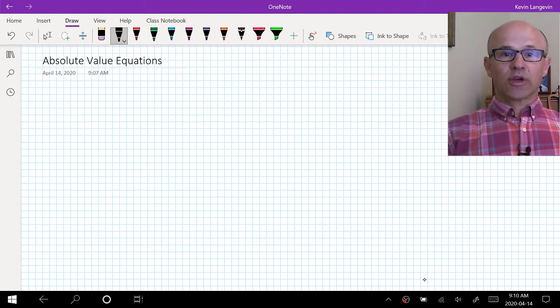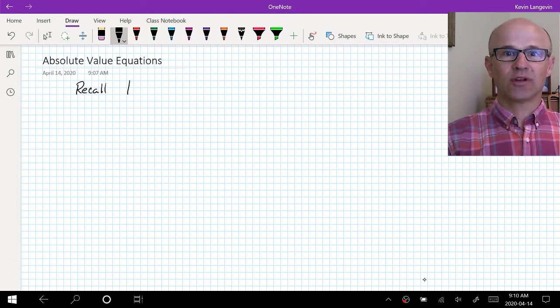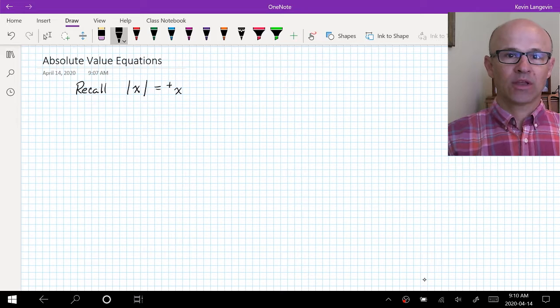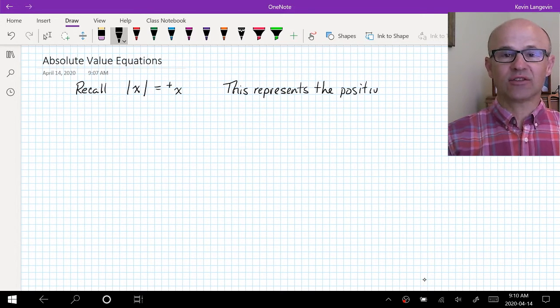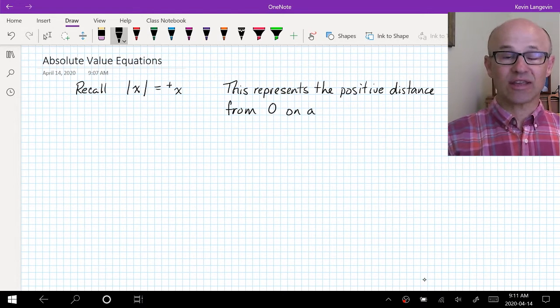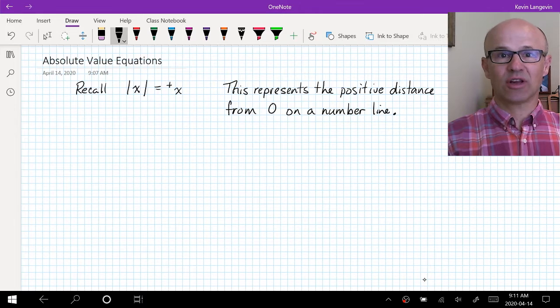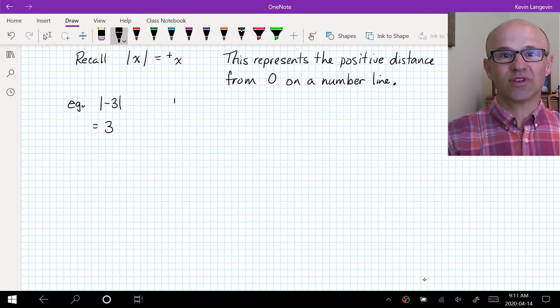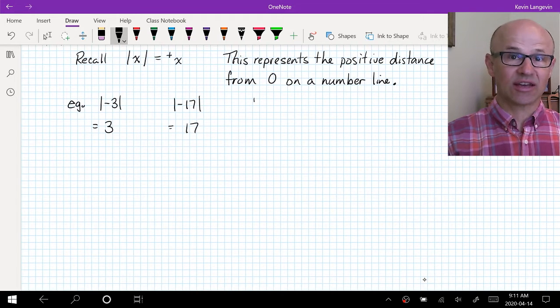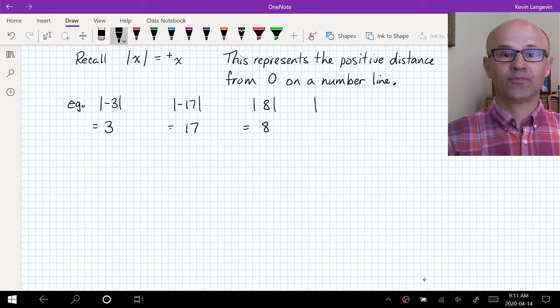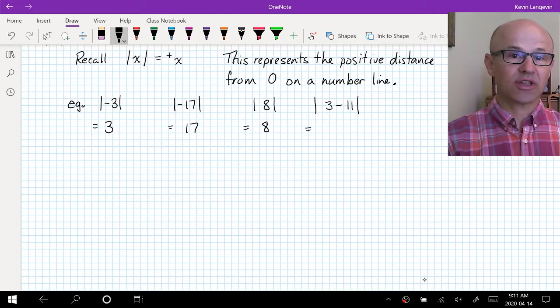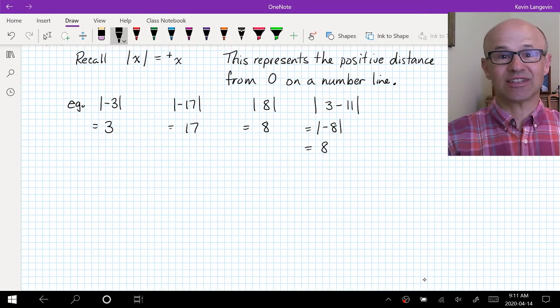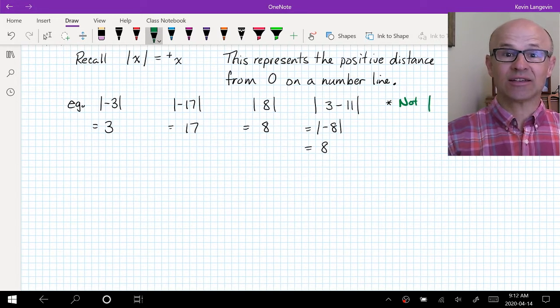Today we're dealing with equations of the absolute value variety. So just a quick refresher on what absolute value is. Absolute value essentially represents the absolute positive distance on a number line from 0 to a number. So effectively, it just gets rid of any negative signs inside absolute value symbols. The absolute value of -3 is 3, of -17 is 17, of 8 is 8.